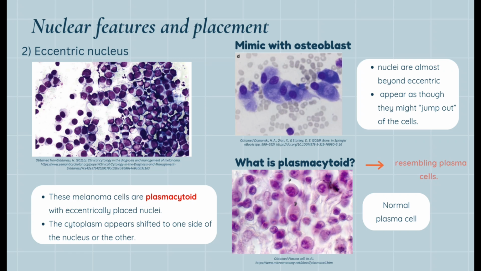How do we know it is plasmacytoid or plasma cell? We can observe both morphologies based on cellular pleomorphism. As we can see, plasmacytoid has high pleomorphism because of variable size and shape of cells, while plasma cell has minimal pleomorphism because of uniform appearance. Osteoblasts are also contenders as mimics of melanoma, but their nuclei are almost beyond eccentric and appear as though they might jump out of the cells.